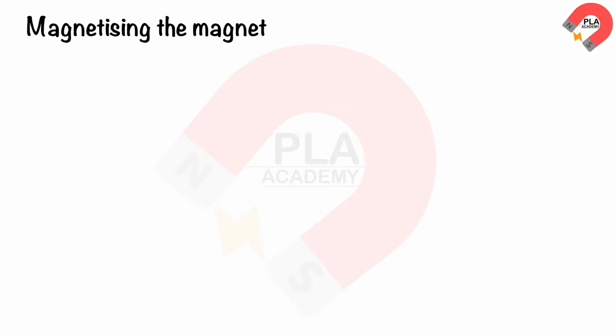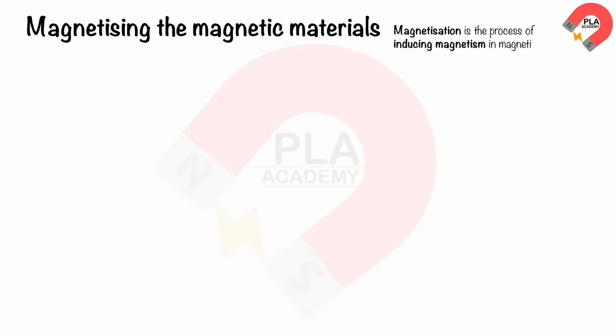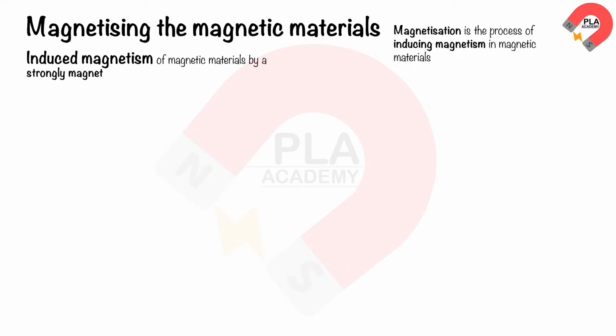Magnetizing the magnetic materials. Magnetization is the process of inducing magnetism in magnetic materials. There are three ways to magnetize a material. First, induced magnetism of magnetic materials by a strong magnet.